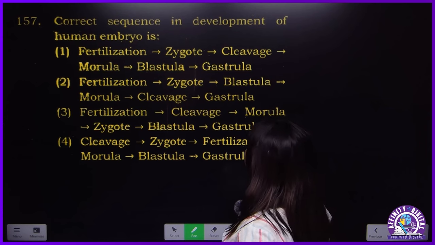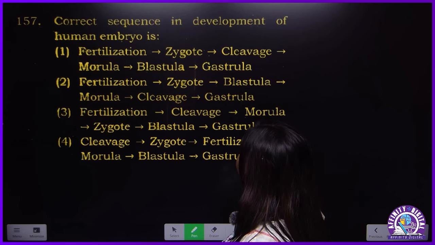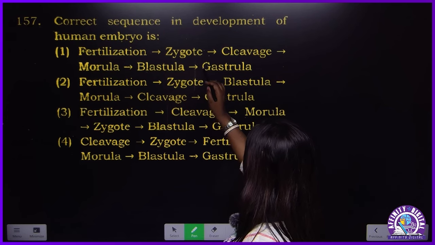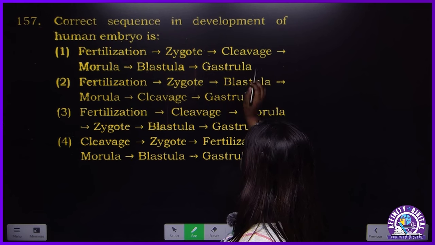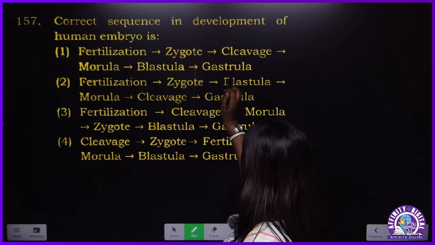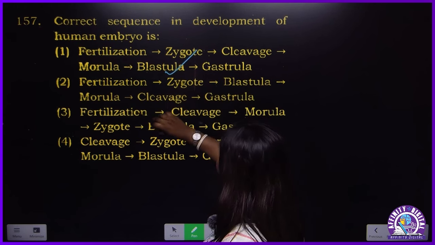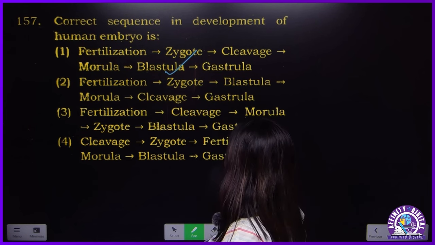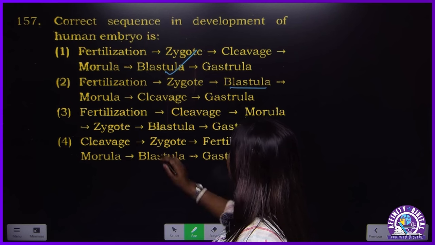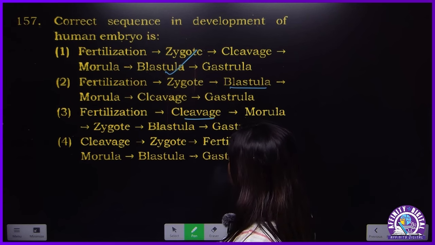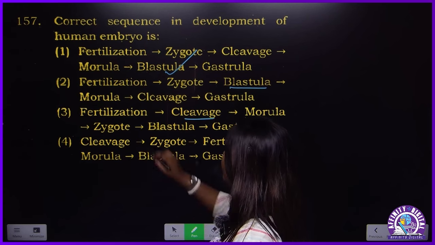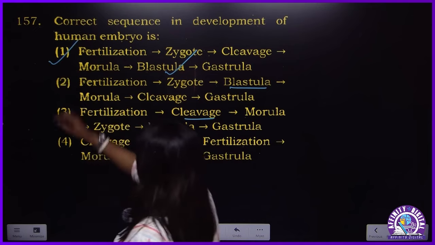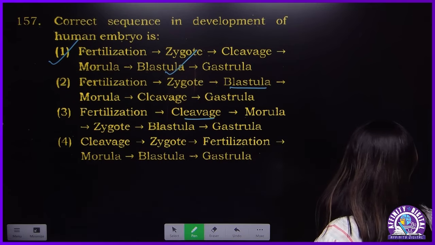Correct sequence in the development of the human embryo, it is fertilization, zygote, which undergoes cleavage to form morula, blastula and gastrula. Correct है ये. बाकी fertilization, zygote, blastula नहीं आएगा, पहले morula आ जाएगा. Fertilization, cleavage उसके बाद नहीं आता है. Cleavage पहले नहीं होता है. So we will go with the option number 1.